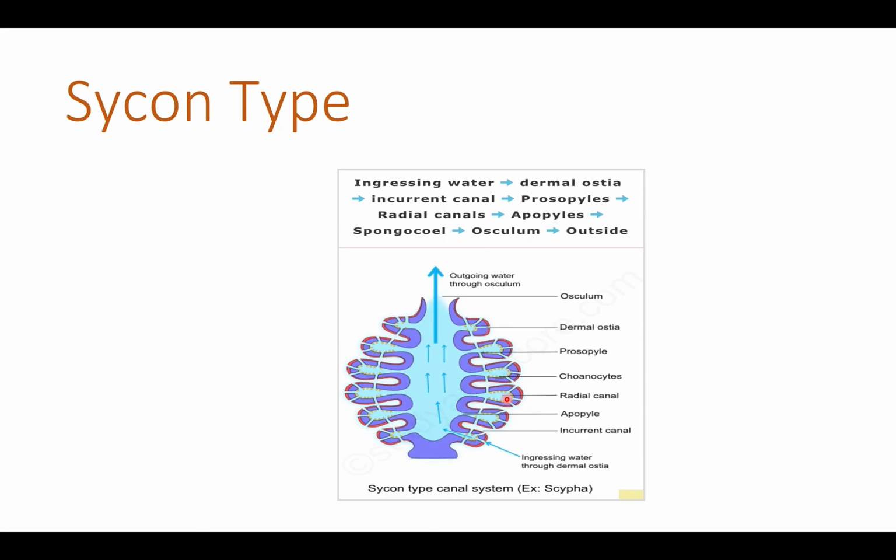And both types of canals end blindly in the body wall, but they are interconnected by minute pores. The incurrent pores, or dermal ostia, are found on the outer surface of the body, and they open into the incurrent canal. So these are the dermal ostia.